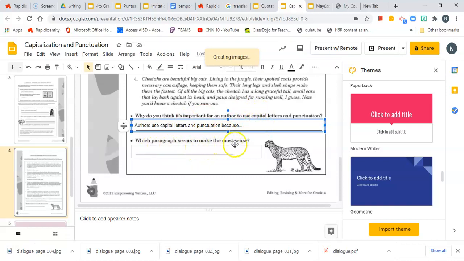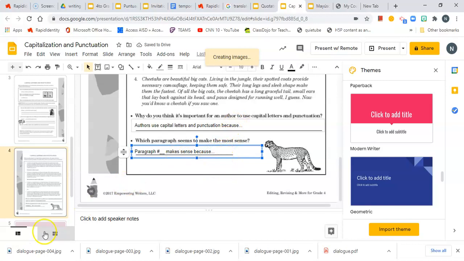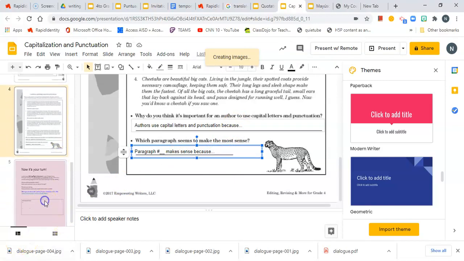Which paragraph seems to make most sense? 1, 2, 3, or 4? Here's your sentence stem. Paragraph, tell me the number, makes sense because... Tell me why. So go ahead and put the because, why. Okay?